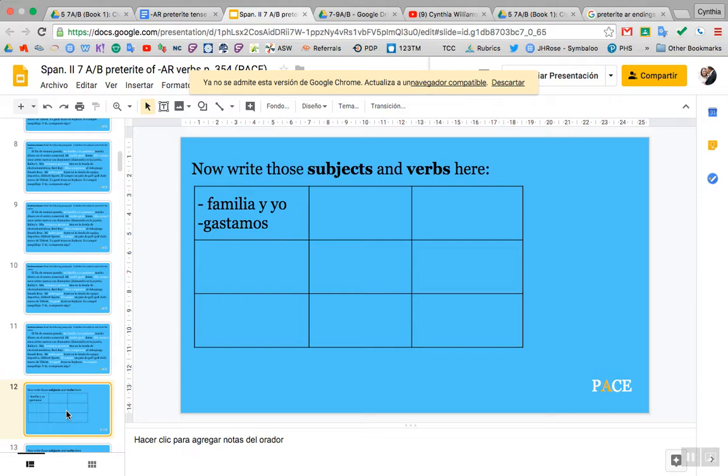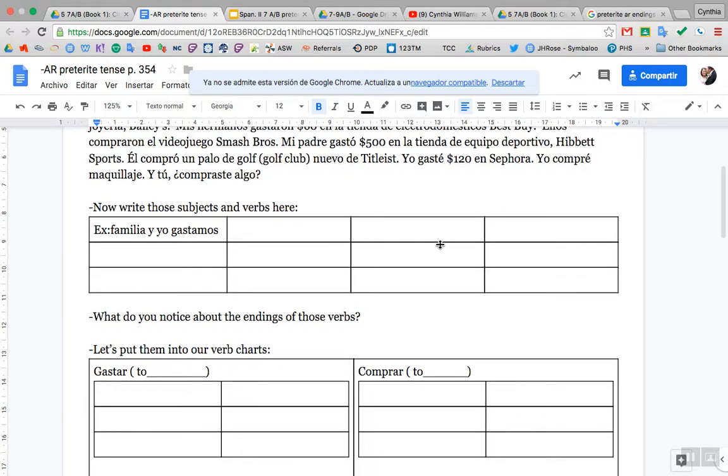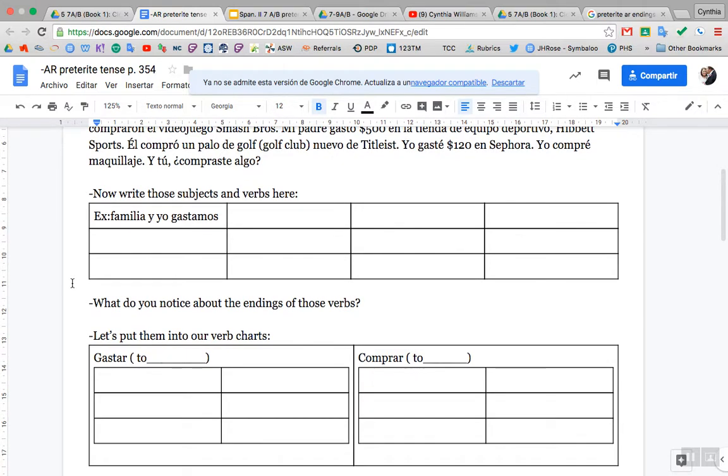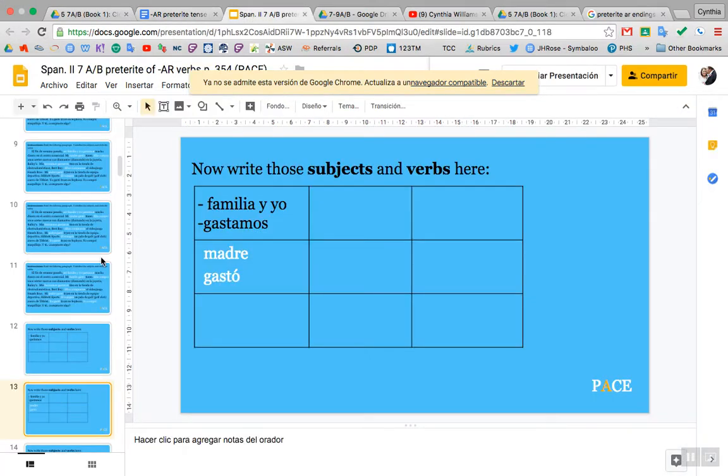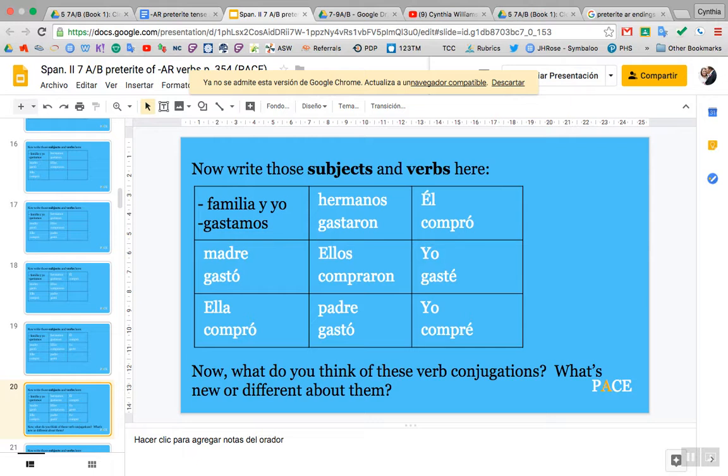So now write all of those subjects and verbs in your chart down here. And take a look at the endings. Take a look at the endings and the people that are with it. Those are all of our past tense endings.